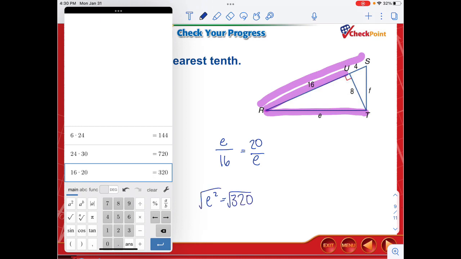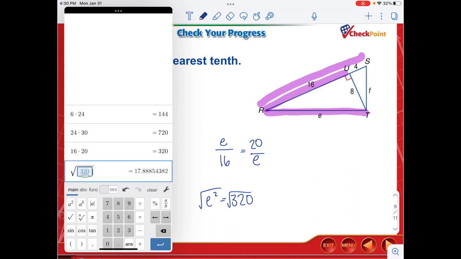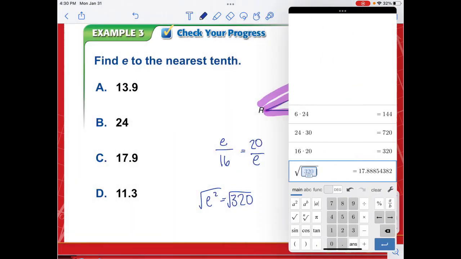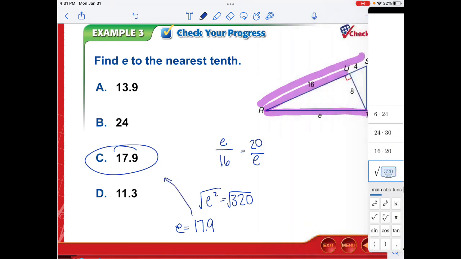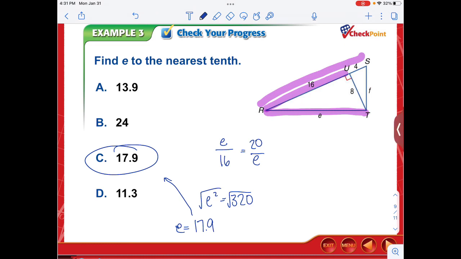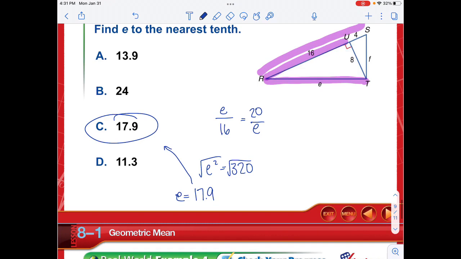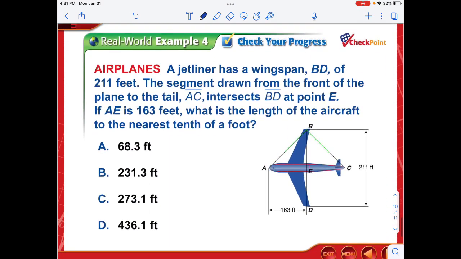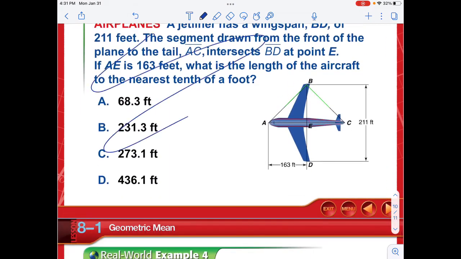320, and then you just take the square root of that, and we get 17.9. So that's C. So E is equal to 17.9. Answer choice C. We could have had to do a reduced radical once again, but since our answer choices were not that way, we can write a decimal. All right, we're actually going to skip this problem.